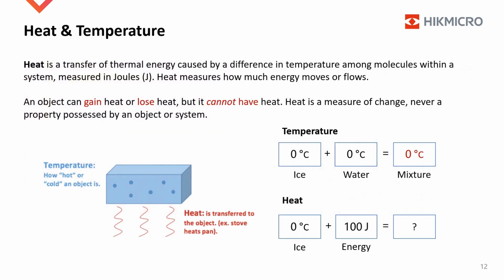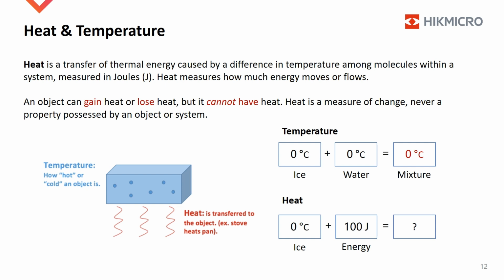Let us understand the concepts: heat and temperature. Heat is a transfer of thermal energy and measures how much energy moves or flows. An object can gain heat or lose heat, but it cannot have heat. Heat is a measure of change. Temperature measures how hot or cold an object is. Temperature difference drives heat transferring from an object of high temperature to a lower one.